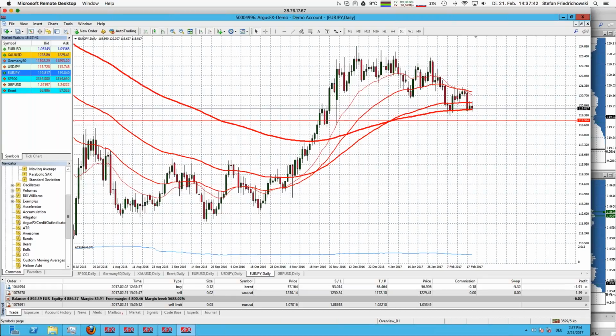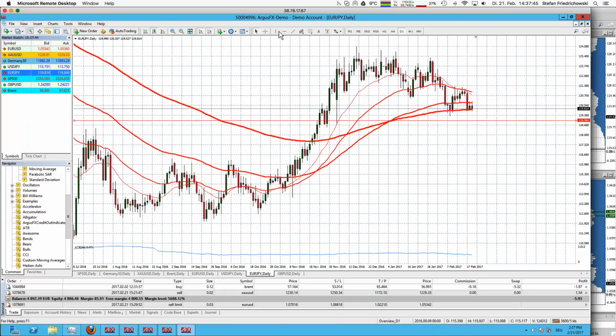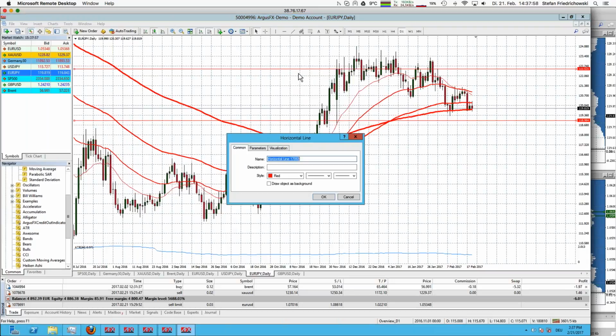Let's first draw the line for the potential take profit here. So take profit would be at 122 point, and I can enter the number directly here for horizontal line properties, and there we can enter the value directly, 122.316.